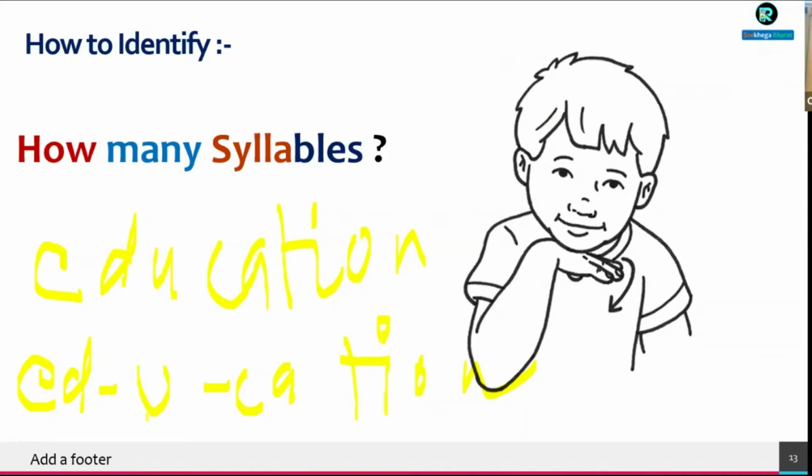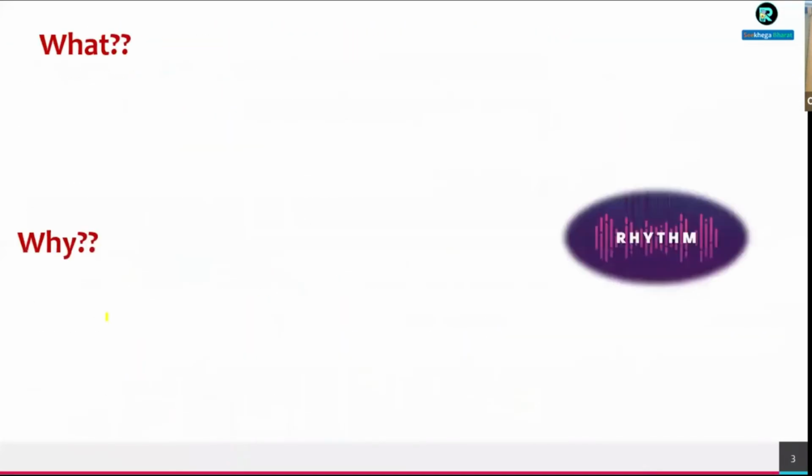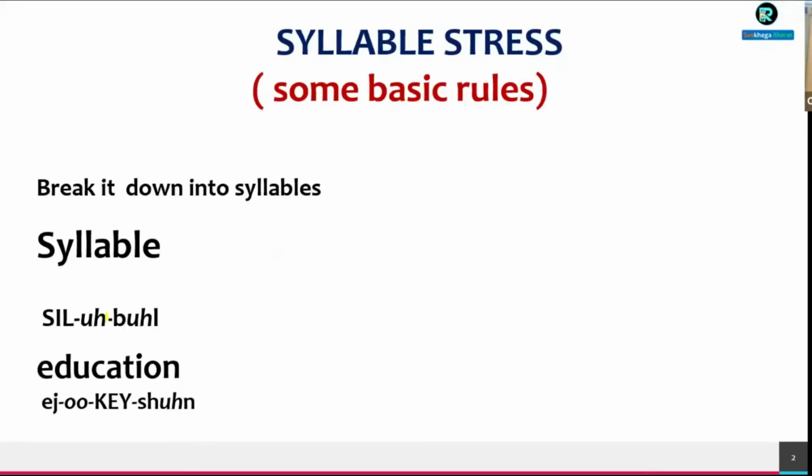Now, for example, syllable is another word. Can you see? Four syllables. Now say syllable. Try to be a bit faster so that it will be natural. Syllable. Touch it strongly.